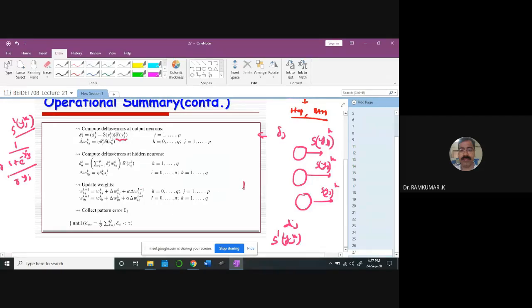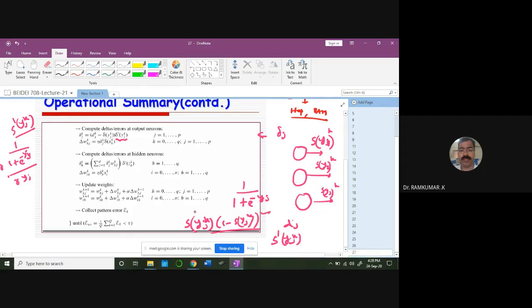This is a log sigmoidal function, 1 plus e power minus yj. If I differentiate this with respect to yj, what do I get? S into 1 minus S. That's the value you pick up.